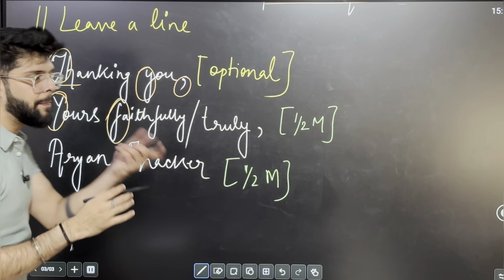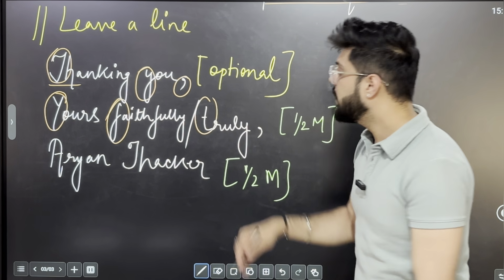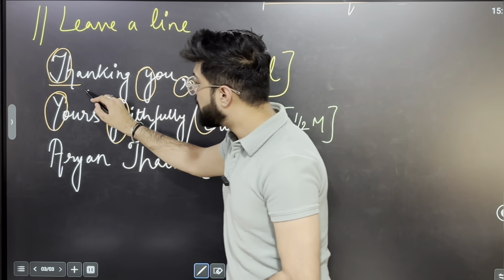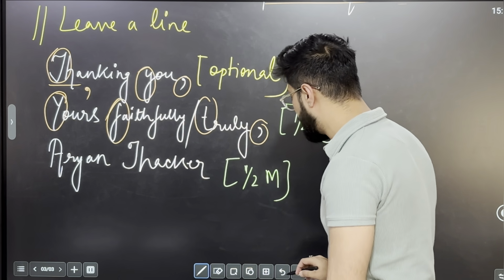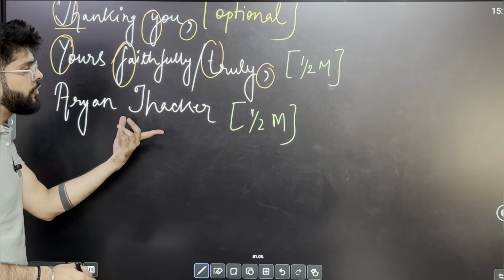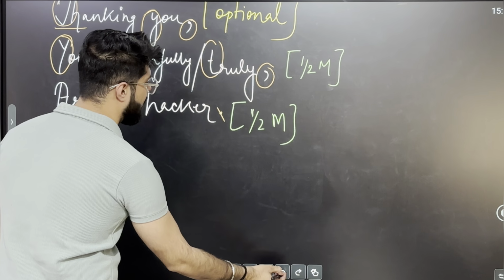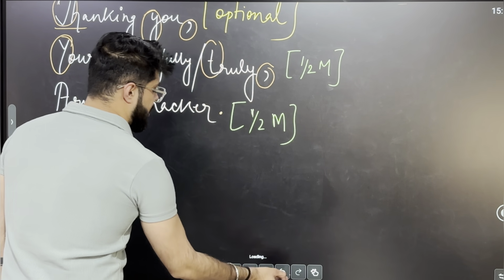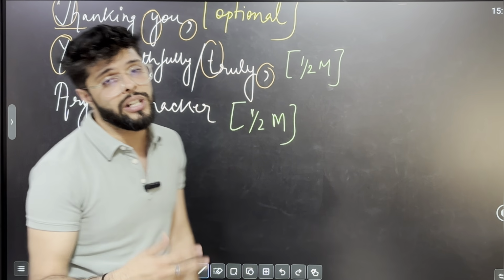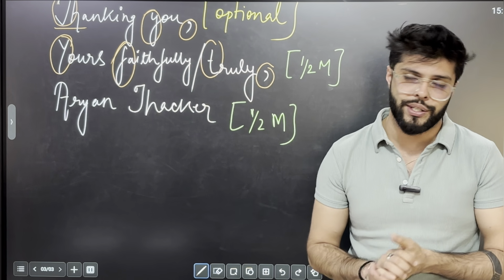Y has to be in the capital letter with a small f, or with a small t if you are writing truly, and followed by a comma. Do not do apostrophe, otherwise you'll be marked wrong for that. Please remember it. And then your own name, your full name for the formal letter, Aryan Thacker. There is no need to put a full stop after your name. Okay? And that's how you will make your full 9 out of 10, 9.5 out of 10, or even a 10 out of 10, depending upon how well you have been able to express your letter.